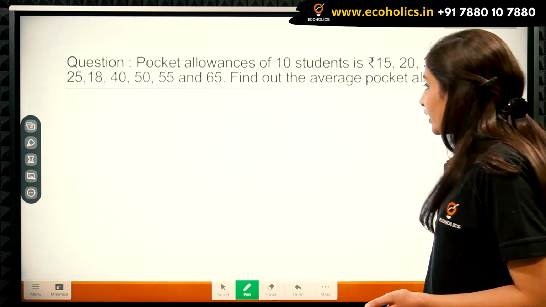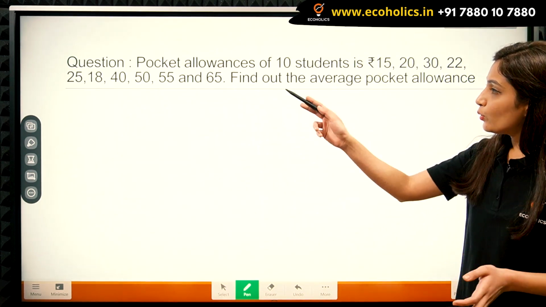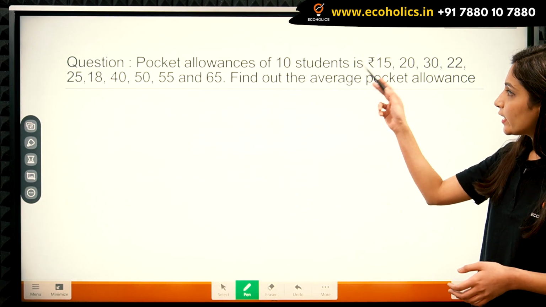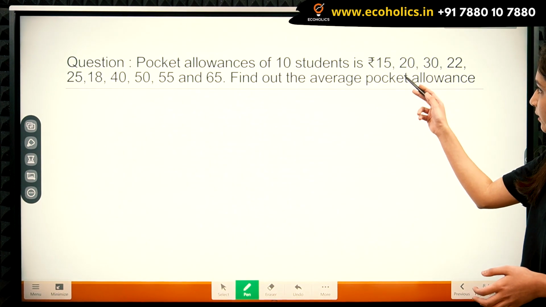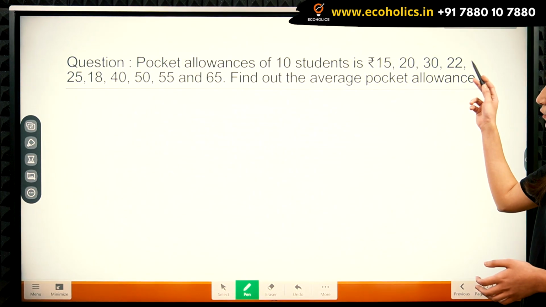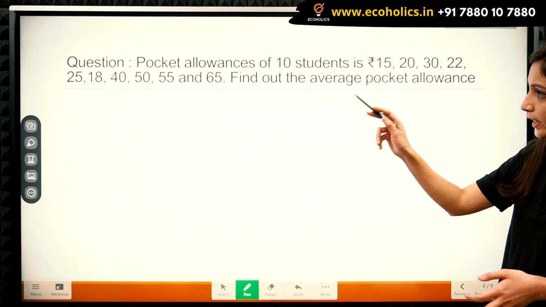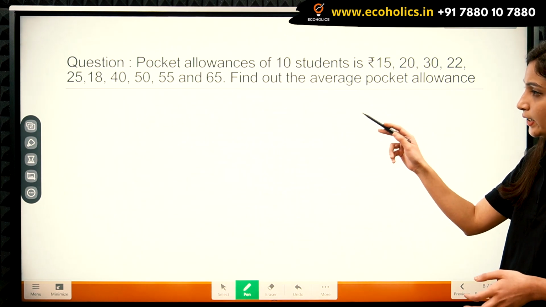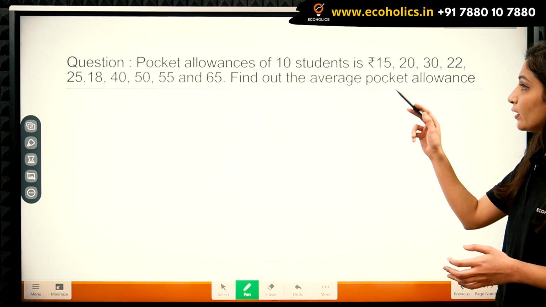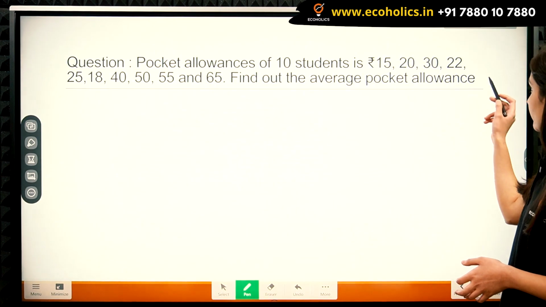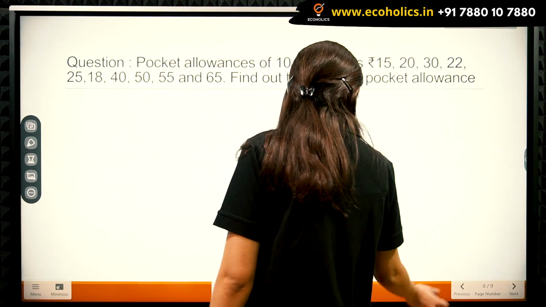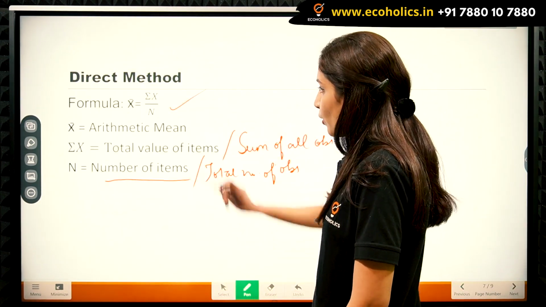Now let's look at this example. The pocket allowances of 10 students are 15, 20, 30, 22, 25, 18, 40, 50, 55 and 65. Find out the average pocket allowance. So we'll use this formula.